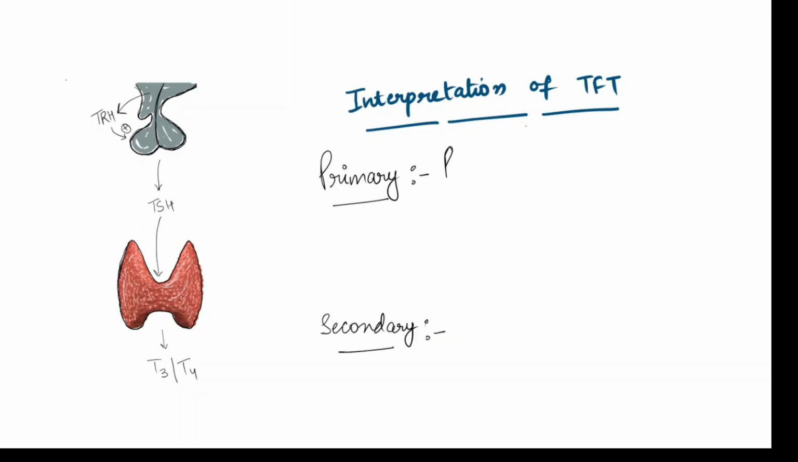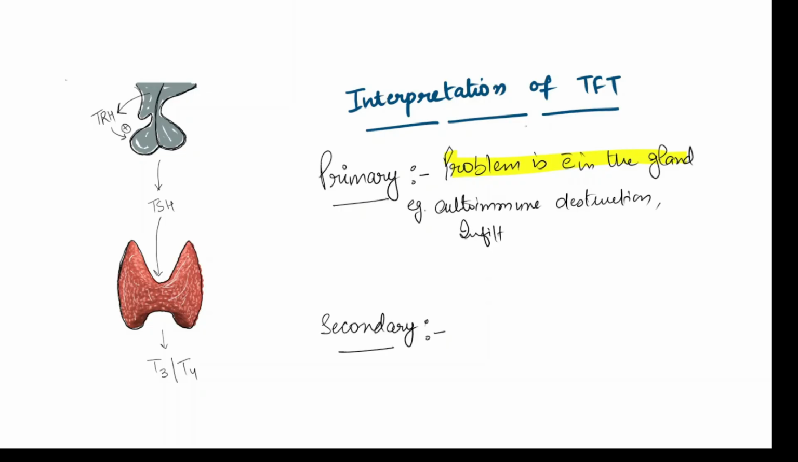hyperthyroidism. When the problem is within the gland, there is a normal secretion of TRH and TSH from the hypothalamus and pituitary, but the thyroid gland does not respond to the increase or decrease level of TSH. For example, when there is autoimmune destruction of the thyroid gland, when there is an infiltration of the thyroid gland, or when there is any adenoma of the thyroid gland. So when the problem is within the gland, then this is referred to as primary hypothyroidism or primary hyperthyroidism.